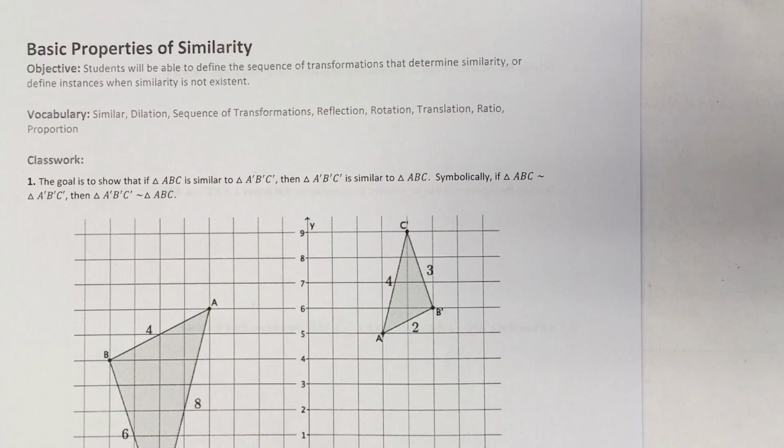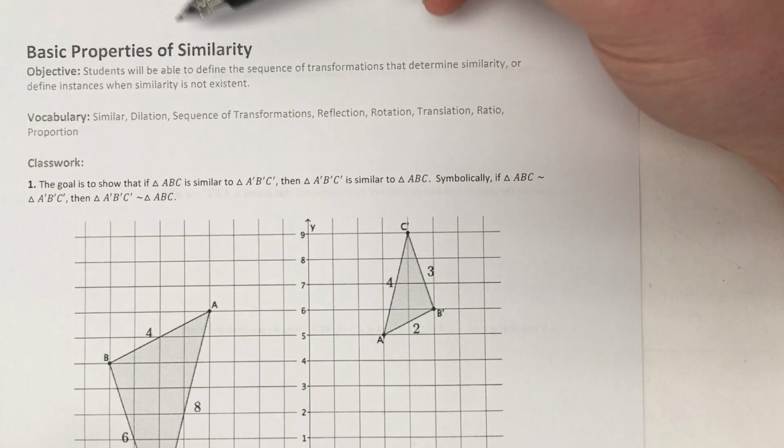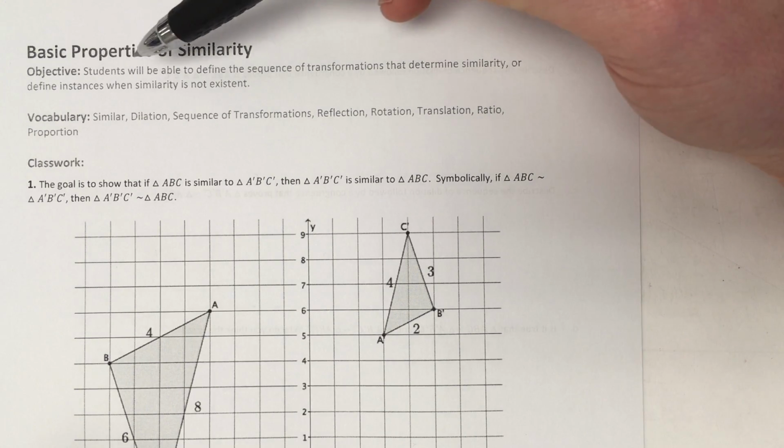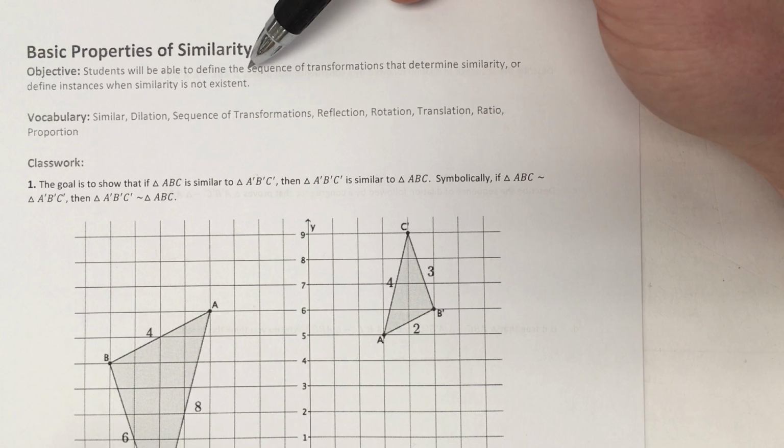Hello. Today we're going to begin our discussion around similarity and tie it to the dilation work that we've been doing recently. So our objective today is students will be able to define the sequence of transformations that determine similarity or define instances when similarity is not existent.